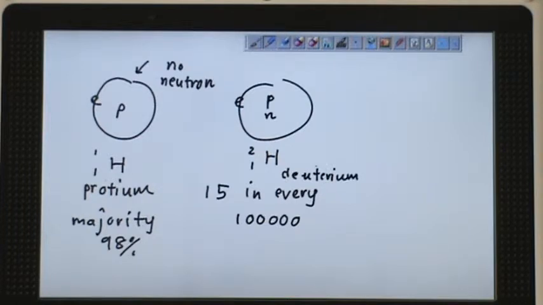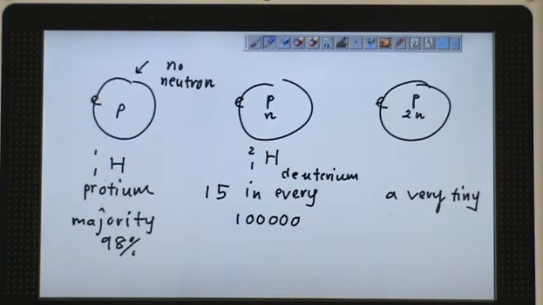This is what they discovered, in a small amount. It still has the same number of protons, but this one has an extra neutron. And the third type they discovered has 1p and 2n, and one electron, again the same thing. A very tiny number of this type of hydrogen with two neutrons, called tritium, was discovered, maybe less than 1% or 0.01%. So this is called tritium, and it has the formula 3,1H.